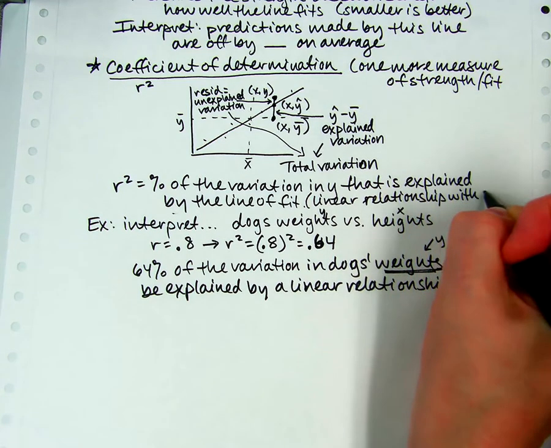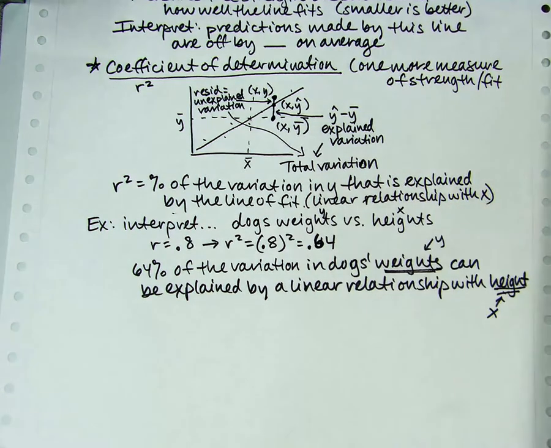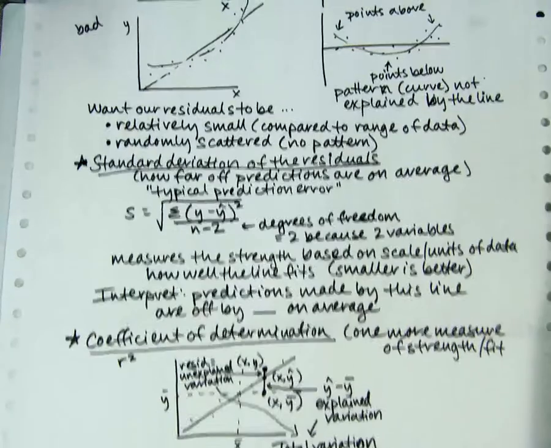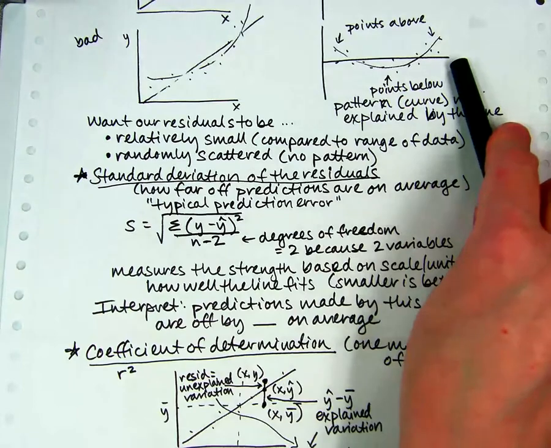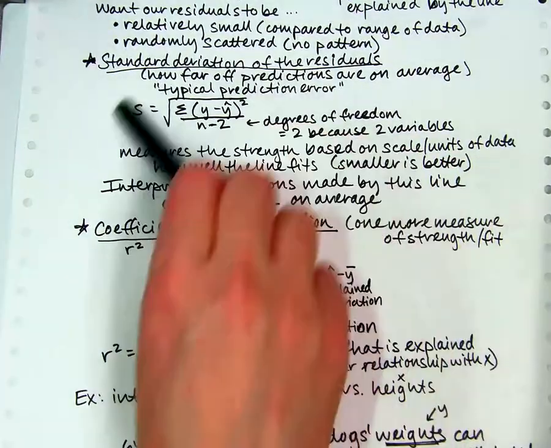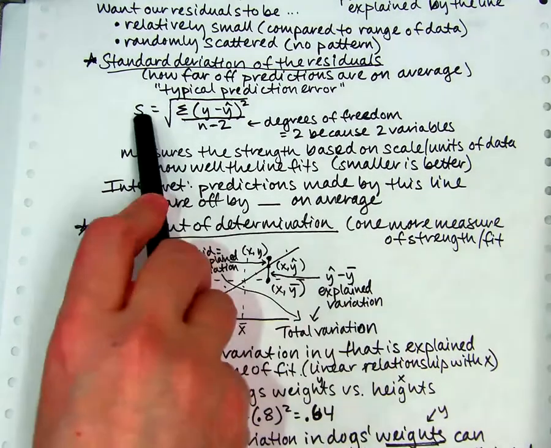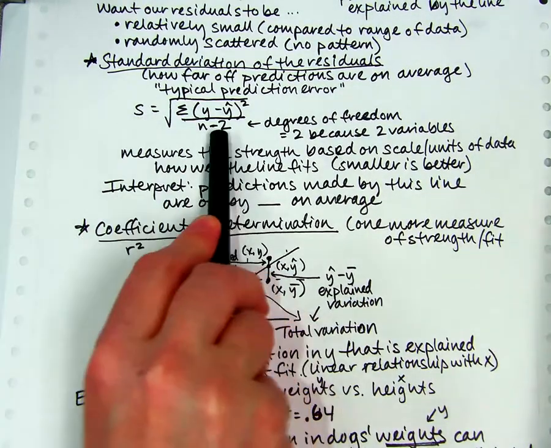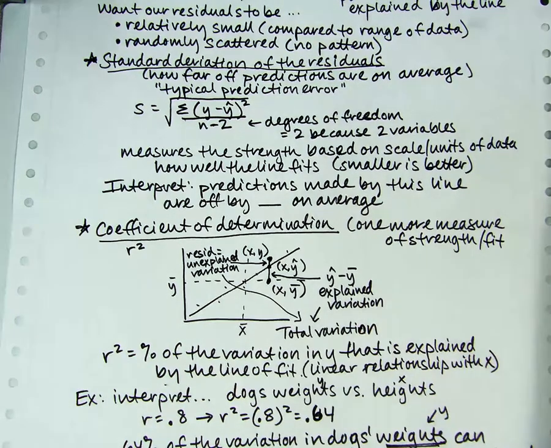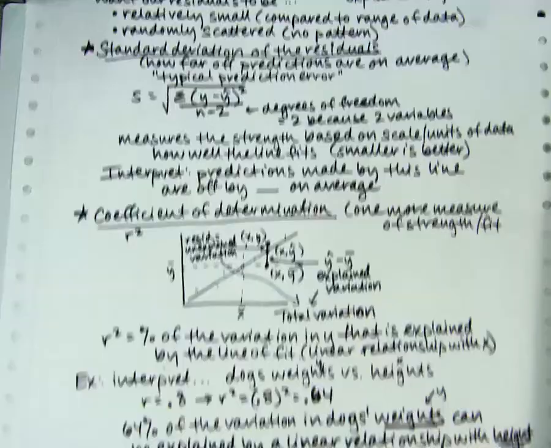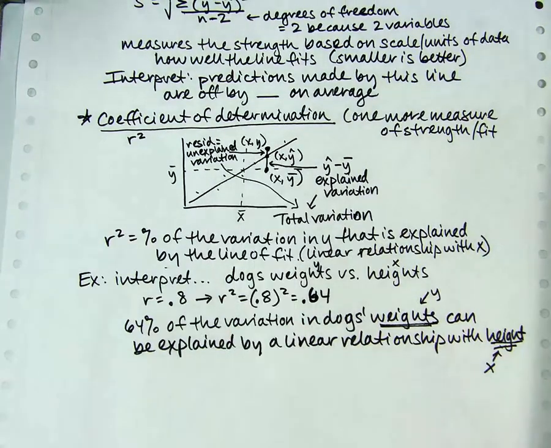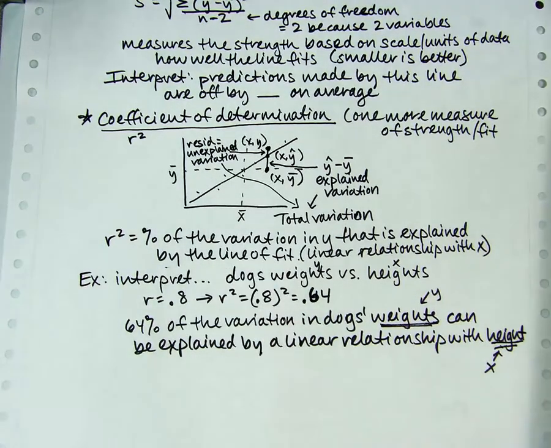So you'll notice in your homework, a lot of your homework is interpreting residual plots. Like, look at the residual plot, tell me if there's a pattern or not. Hopefully you would notice if there's a pattern. Interpreting standard deviation of the residuals. They'll give you S most of the time. You won't have to use the formula, but they'll ask you to tell what it means. Predictions made by this line are off by this much. And then interpreting R squared. And this little picture is just trying to help you understand why this interpretation makes sense.